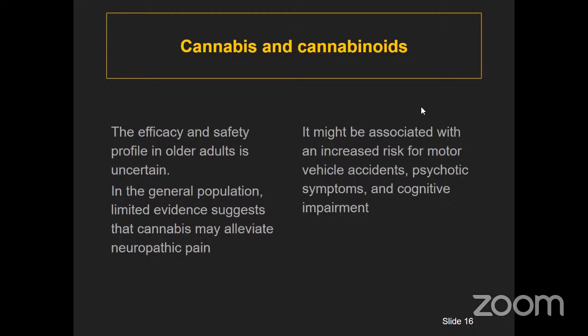Cannabis and cannabinoids: the efficacy and safety profile in older adults is uncertain. In the general population, limited evidence suggests that cannabis may alleviate neuropathic pain, but this may be associated with increased risk of motor vehicle accidents, psychotic symptoms, and cognitive impairment.